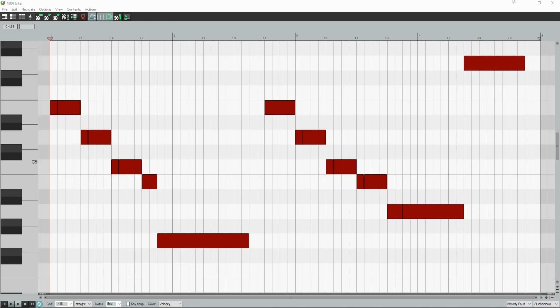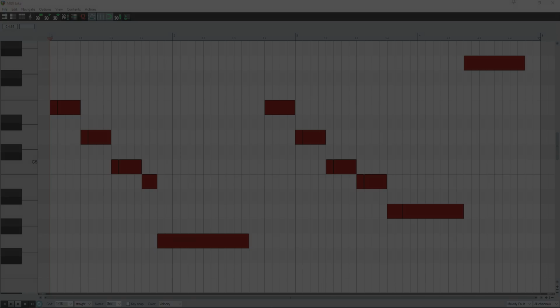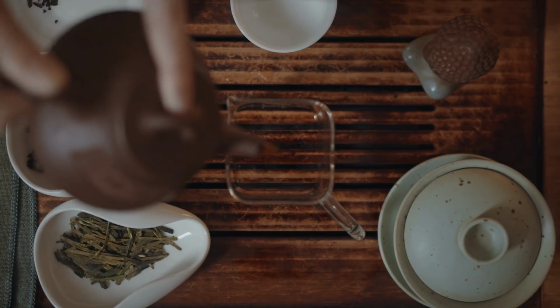Can you hear the fault in this melody? If you couldn't hear the fault, don't worry, that's what you're about to learn. And more importantly, you'll learn our rule for fixing this fault in the melodies you've already written and avoiding it in melodies you'll write in the future. But first, tea.